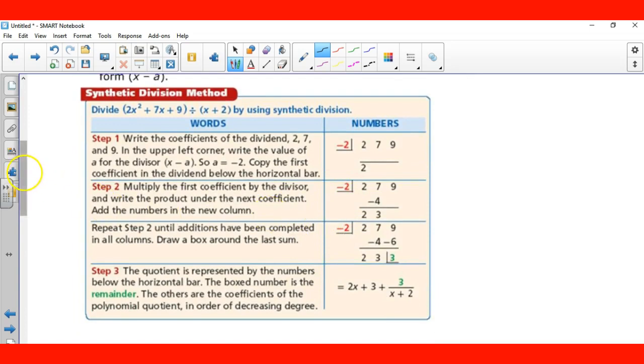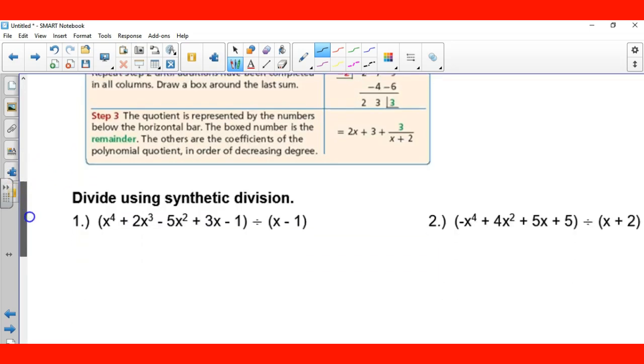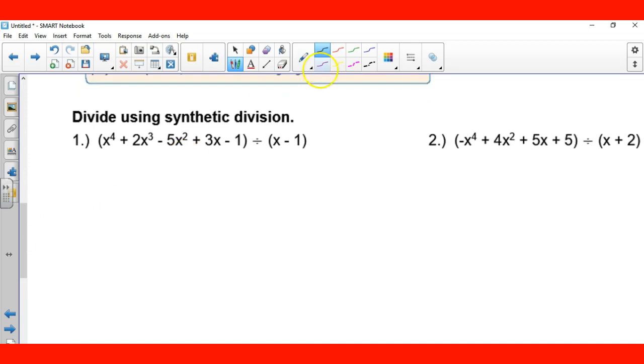So here's an example right here from our textbook. But I'm going to go ahead and explain. Let's just do an example. The first thing you need to know is this is our binomial we're dividing by. So we're going to write that over here, where we take that x minus 1, set it equal to 0, and solve it, you get x is 1. So x is now 1.